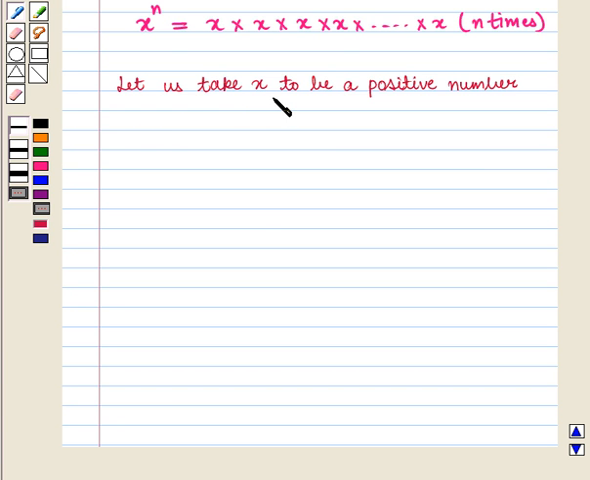Let us take x to be a positive number, say 3, then 3 raised to the power 2 will be equal to 3 into 3, that is equal to 9. Here we have multiplied 3 by itself. 3 raised to power 2 is called the square of 3.